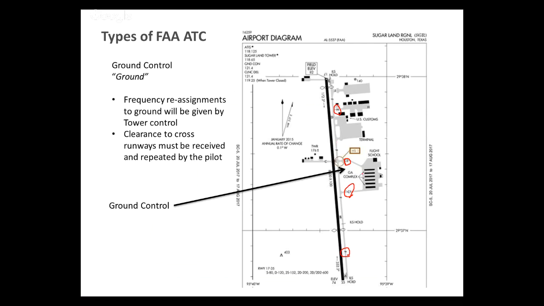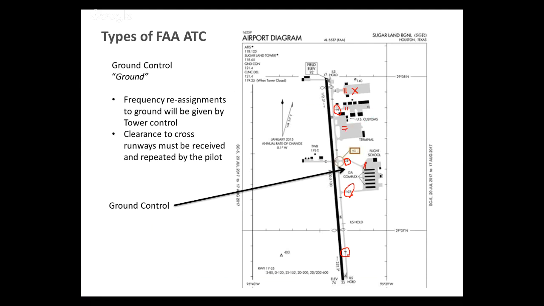Once you leave what's called the movement area, which is typically denoted by a set of double yellow lines, and those double yellow lines will typically be somewhere near the edge of a parking area, maybe the exit or entrance to a taxiway headed out to the runway, that signifies that you have moved into the non-movement area, which ground control doesn't necessarily have jurisdiction over.